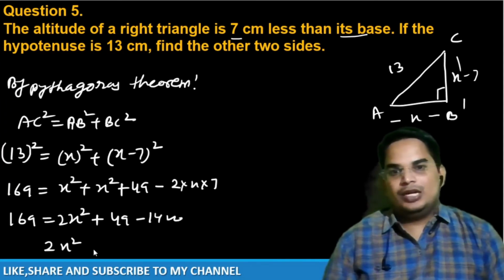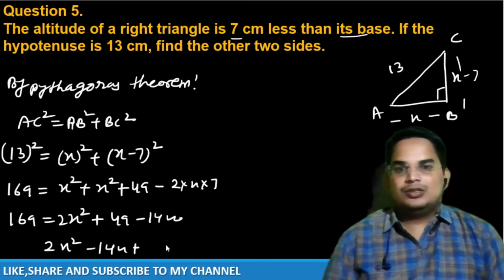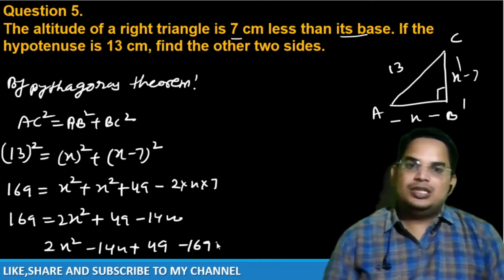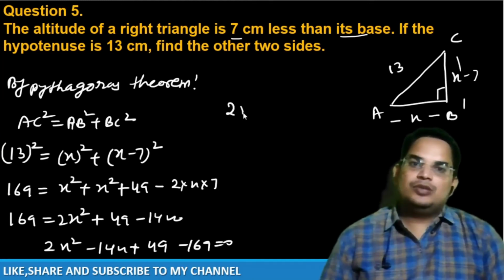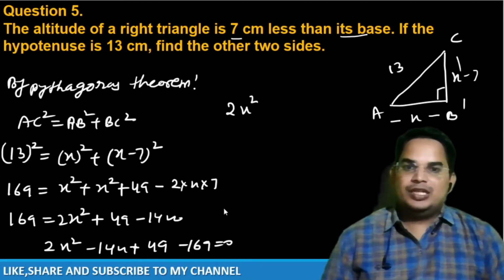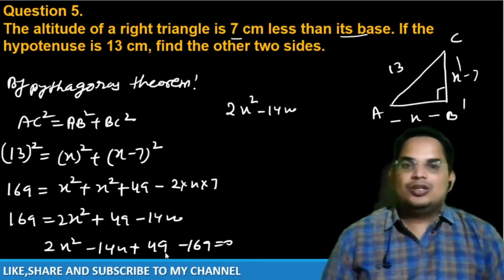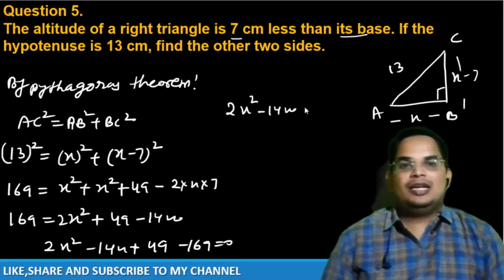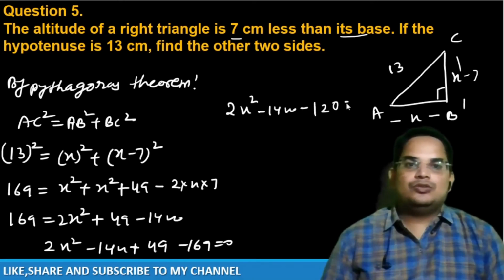It becomes 2x square minus 14x plus 49 minus 169 is equal to 0. So what will you get? You will get 2x square, and look at this term, minus 14x. So you write down minus 14x after 169. So 49 minus 169: 9 minus 9 it becomes 0, and 6 minus 4 it becomes 2, and this is the 120 is equal to 0.